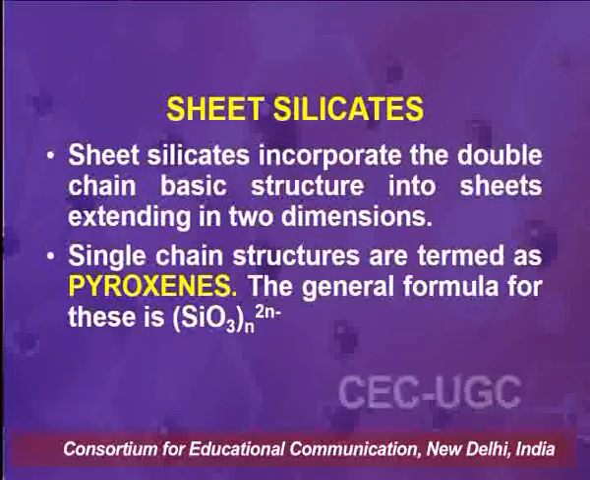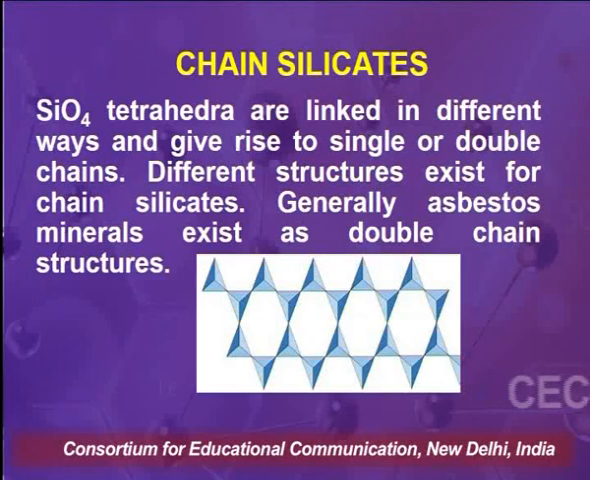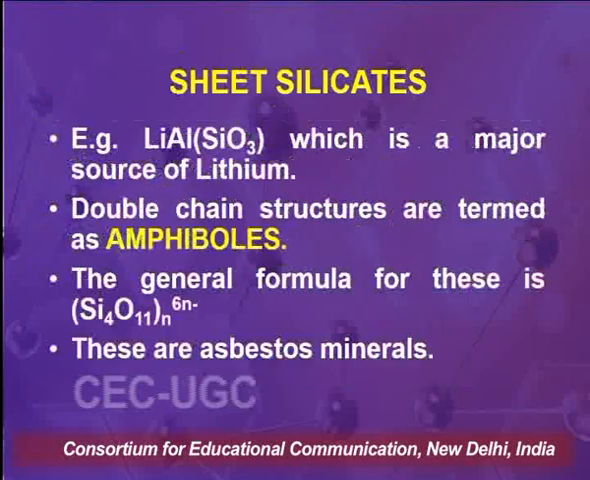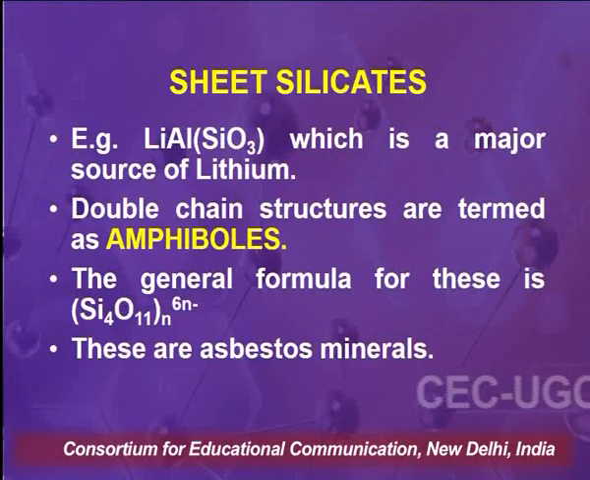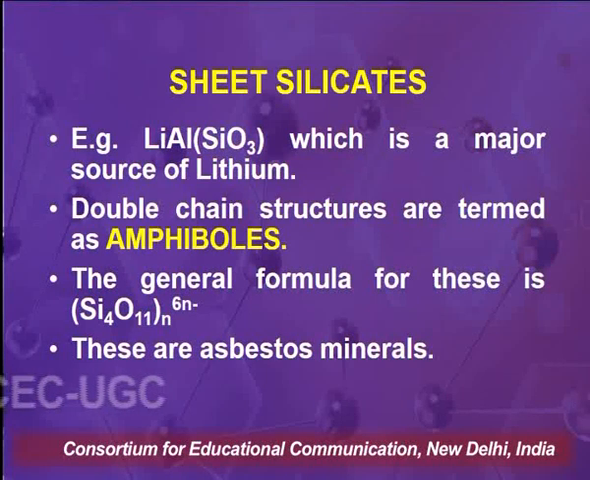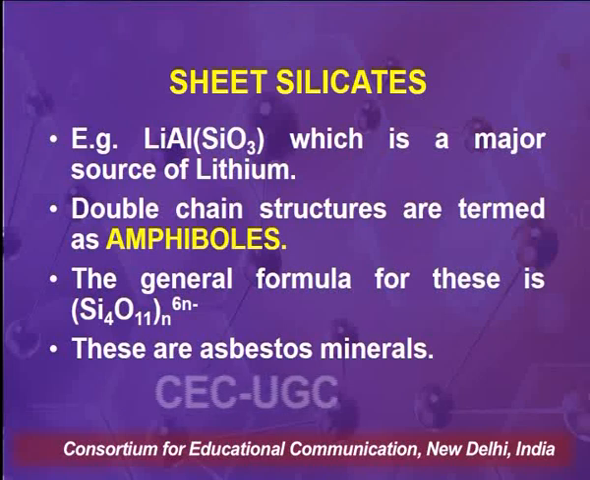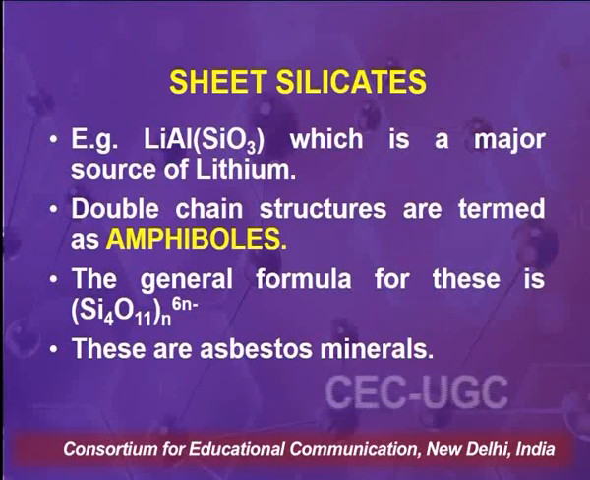That is the structure we have just seen. This is a double chain structure and it is termed amphibole. The general formula for amphiboles is (Si4O11)n^6n-, and the best example of amphiboles is asbestos, and therefore these are also called asbestos minerals.